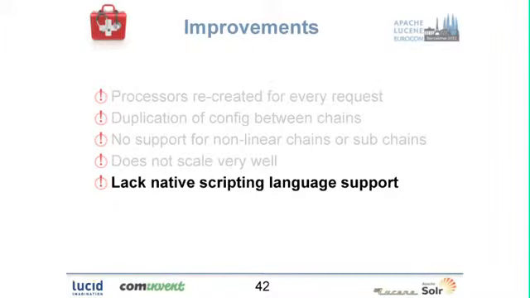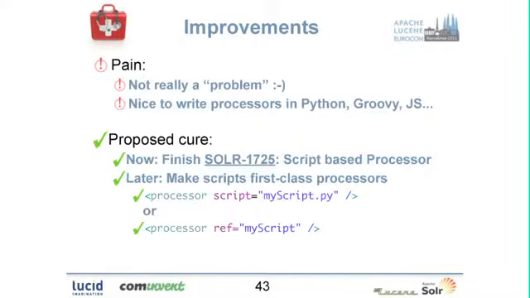So the lack of native scripting language support is not really a problem, but it would be nice to code your processors in your favorite scripting language instead of compiling Java. And you can already do that with Solr 1725. It's not committed, but it's working. So you can just wrap your script inside of this Java processor, and it will execute it for you.